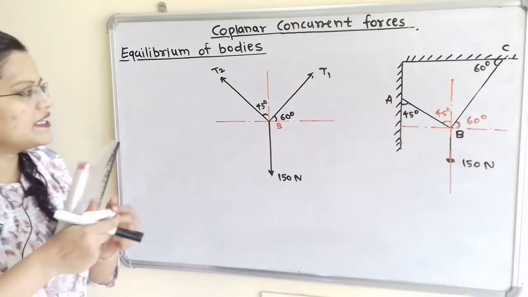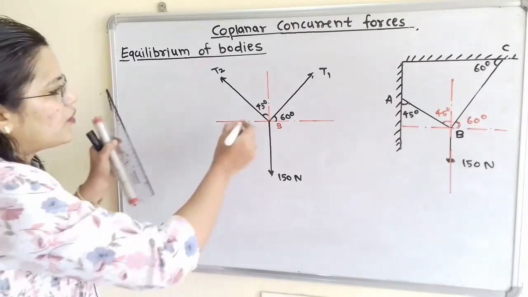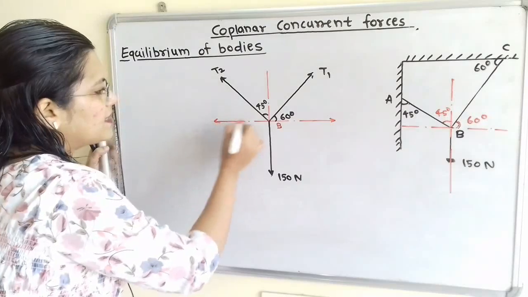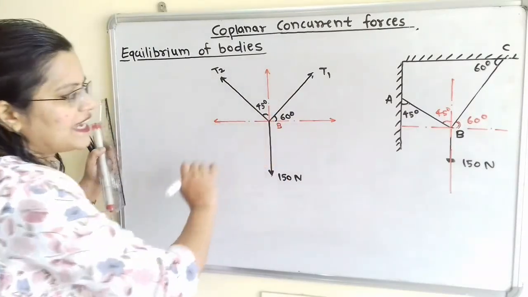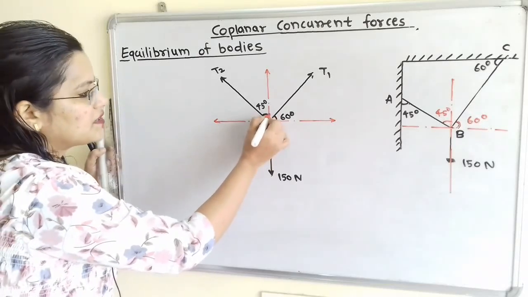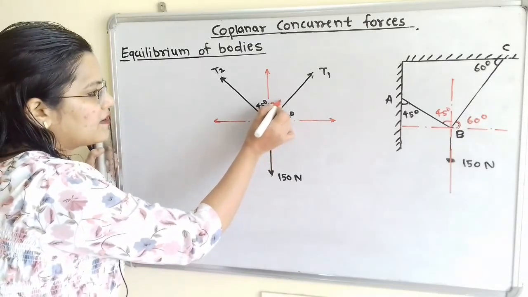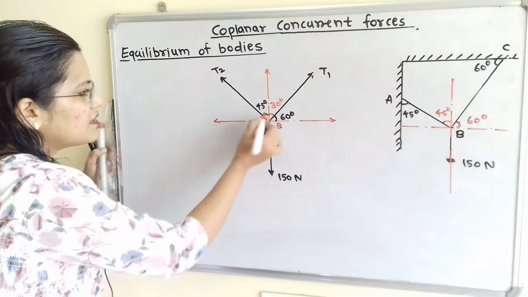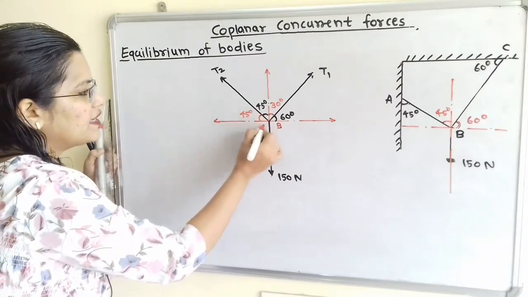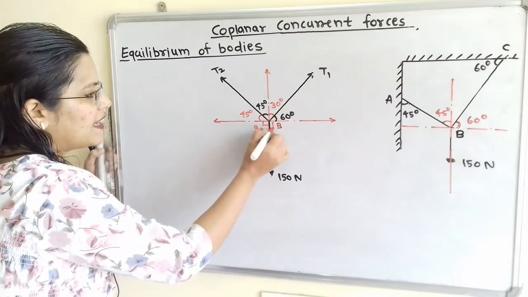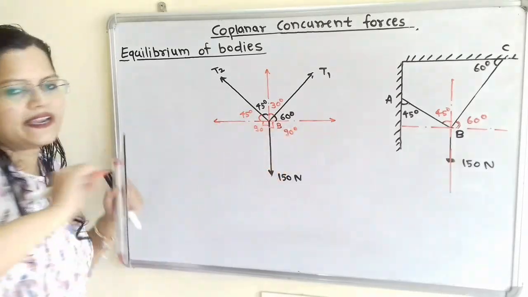It is very easy. If we observe, this is the horizontal line and this vertical line is perpendicular to it, so this total angle is 90 degrees. So 60 plus 30 is 90, so the remaining angle here is 30 degrees. Then this angle is 45 degrees, so the remaining angle is 45 degrees. And this angle is 90 degrees, and this angle is also equal to 90 degrees.